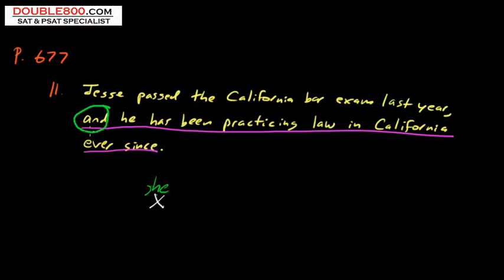So it really should strike you the best choice here has to be A. We have the and, we have the subject, and we have parallel voices. He passed, and he has been practicing, active voice in both. All right, the answer here is A.